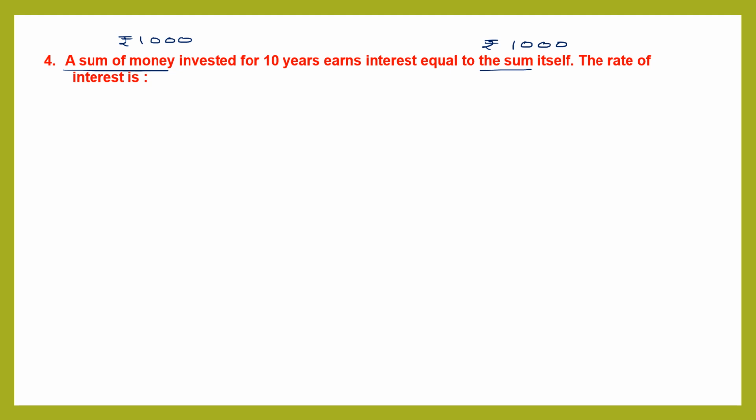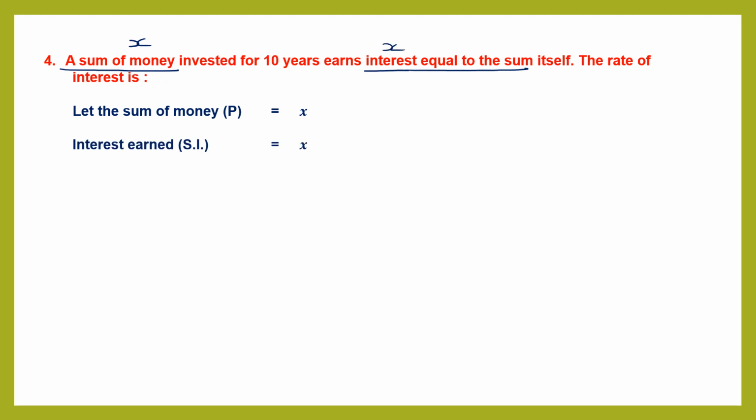Now here we've been asked to find the rate of interest. So let's begin by saying let the sum of money be x, because we don't know what the sum of money is, isn't it? So let this be x. So in that case, the interest, because it is equal to the sum, the interest also will be x. So the interest earned, that is SI, is also x. Now we have the time, 10 years.